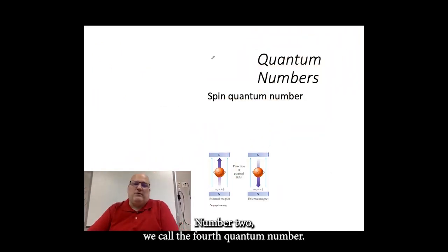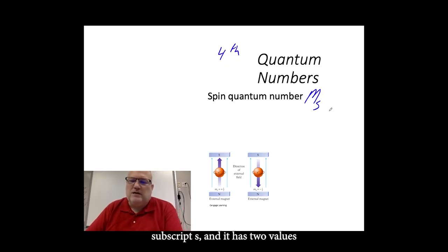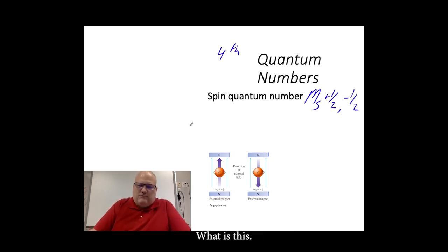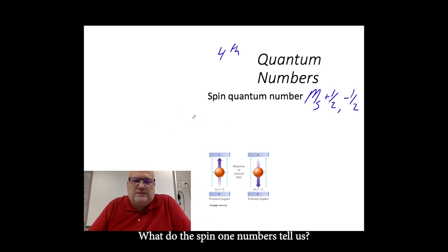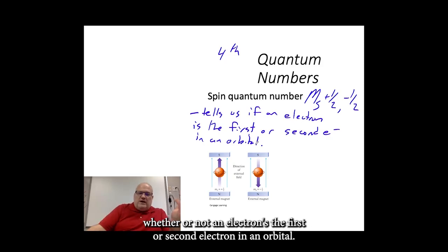Let's go to the last quantum number, which we call the 4th quantum number. It's called the spin quantum number, and it has this kind of a weird symbol, M subscript S. And it has 2 values, plus 1/2 and minus 1/2, which are kind of weird, and we'll get to in a little bit. But what is that? What do the spin quantum numbers tell us? Well, it tells us whether or not an electron is the first or second electron in an orbital.